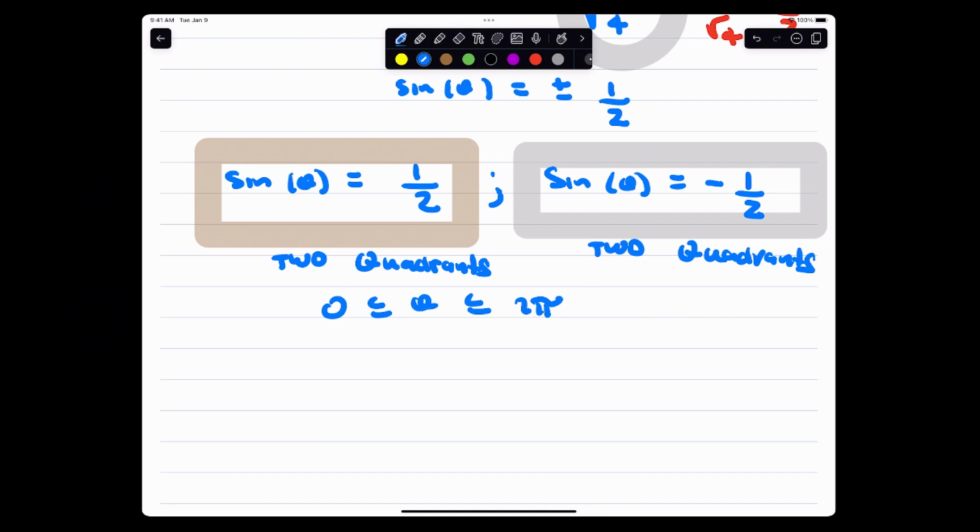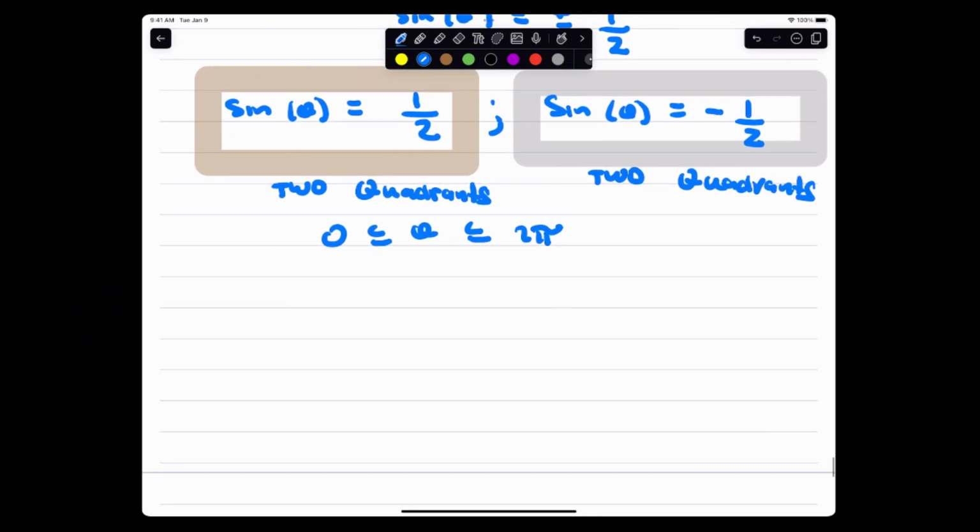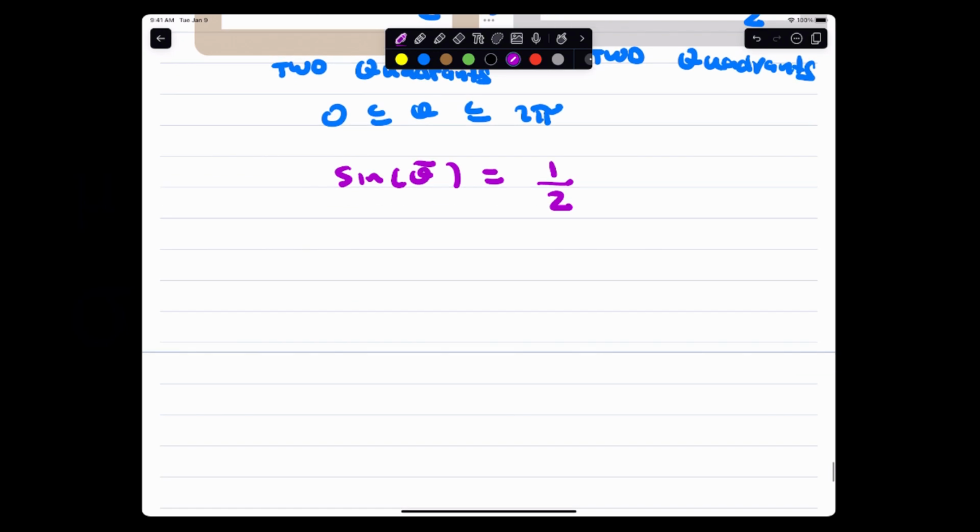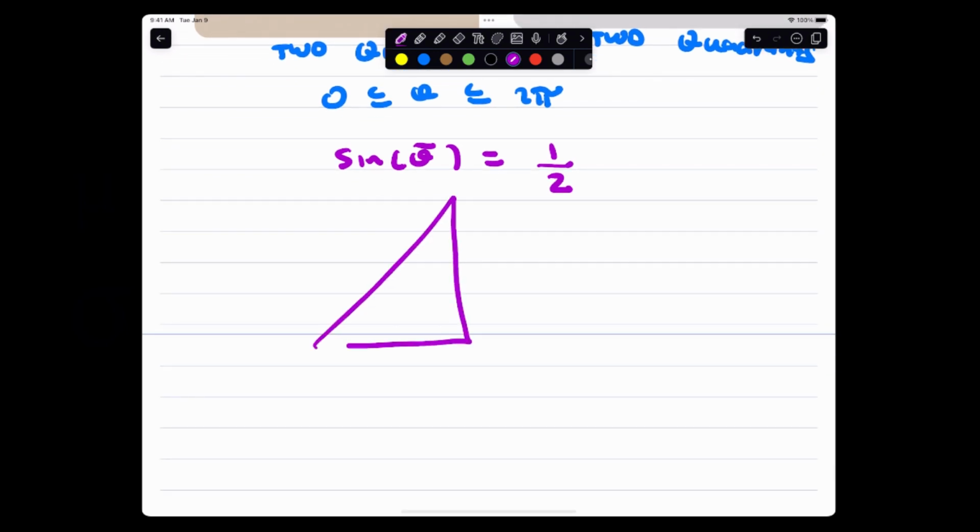So let's go back to the reference angle. The quadrant 1 answer, because this is our process. You go, okay, what's the process?